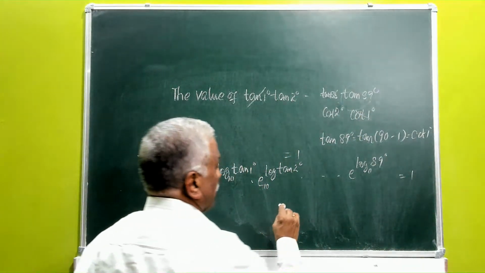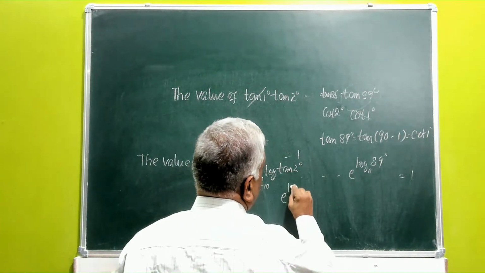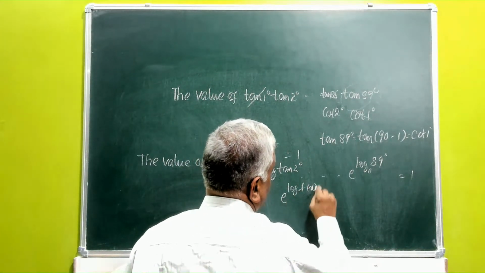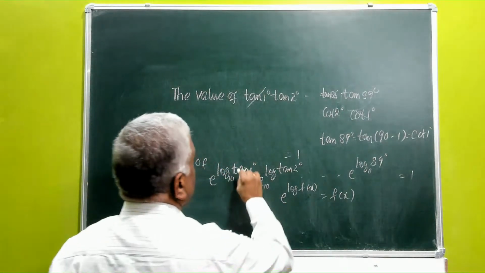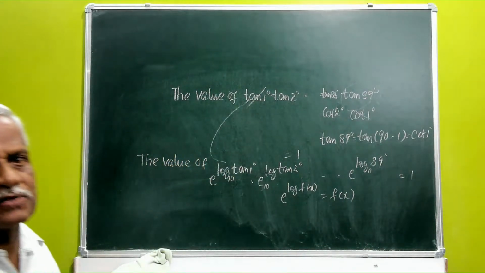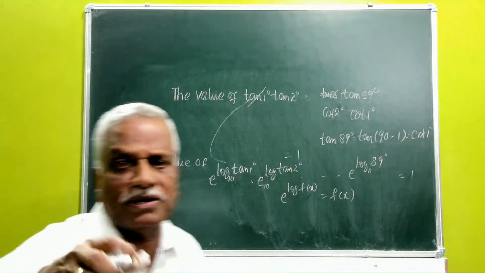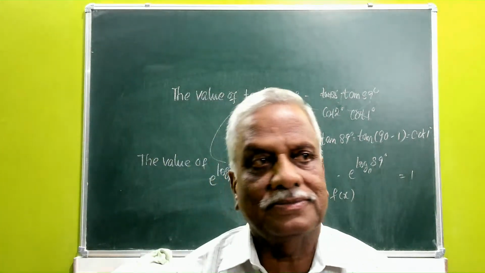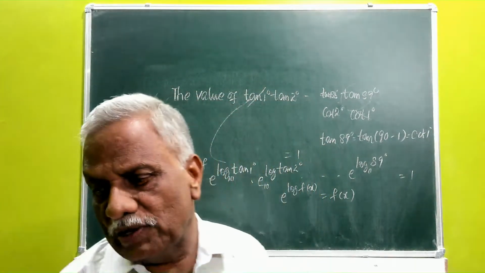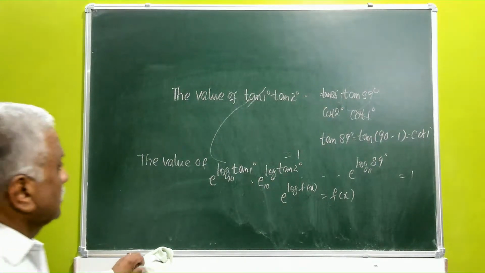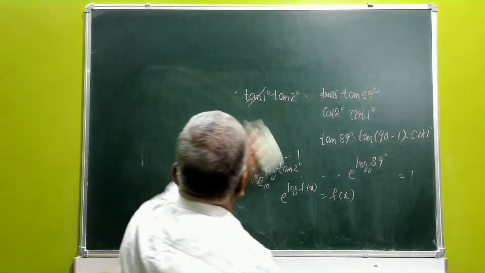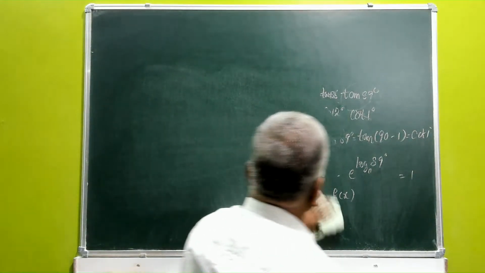What is the knowledge you require? You require that e to the power of log of f of x is f of x. So if you apply this, it is the same problem. The answer is 1. So these are the simple tricks played by the examiners. If the concept is clear, you will not have any difficulty. I think with that we'll move on to the next chapter, that is complex numbers.